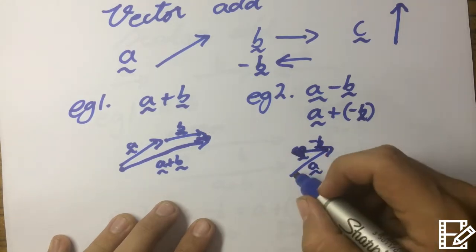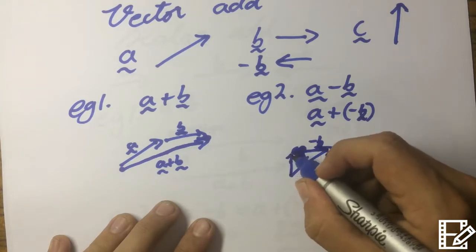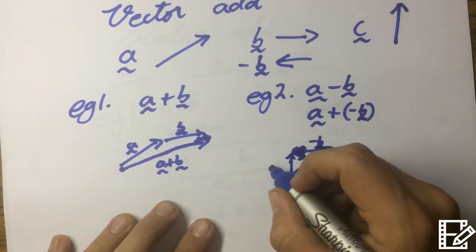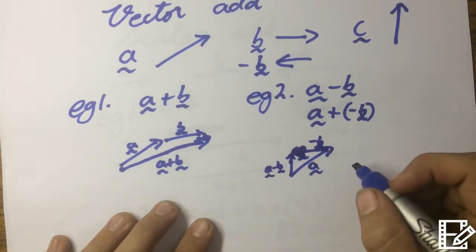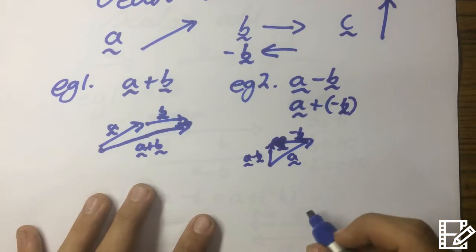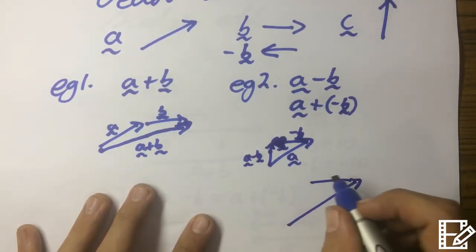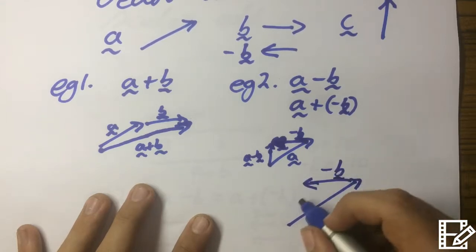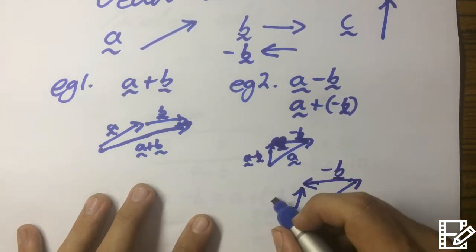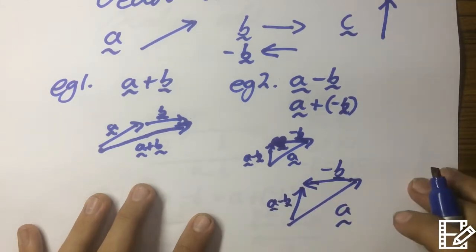And then we connect the starting point to the end point. We go up. And this little vector here is our A minus B vector. Hopefully that makes sense. And I'll draw a bigger scale. That's A. That's negative B. And that's A take B. Okay? Let's add them all together now.